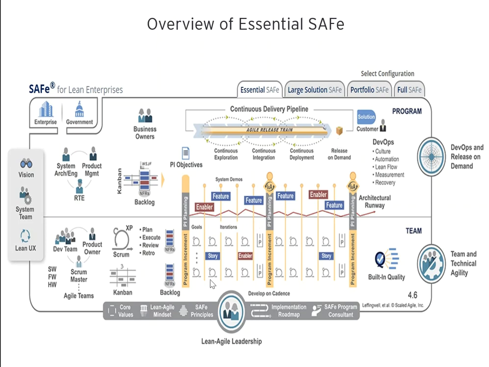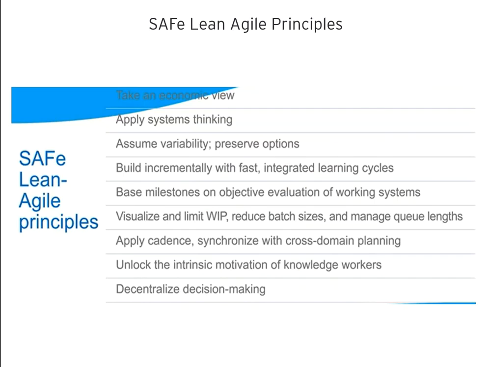Then there is something called lean agile leadership. It's all about the core values, the lean agile mindset, then what are the SAFe principles, then how we can implement SAFe in an organization, or the full implementation roadmap, and the SAFe program consultants. So this is all about essential SAFe. You can see there are large solution SAFe, portfolio SAFe, and full SAFe that I have already mentioned. So that's about the essential SAFe.